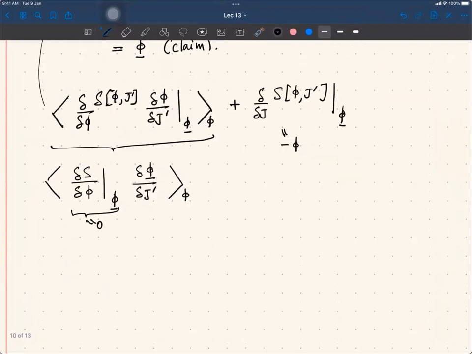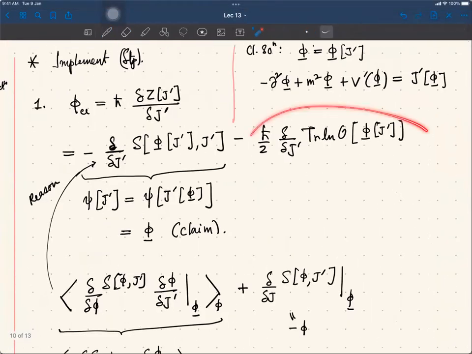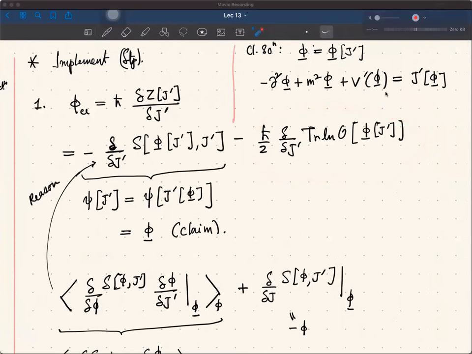The result of the analysis is the following: phi CL, which is the functional of j prime, is given by phi lower bar, the functional of j prime, plus an order h bar correction, because I haven't taken into account this part. That is the result.